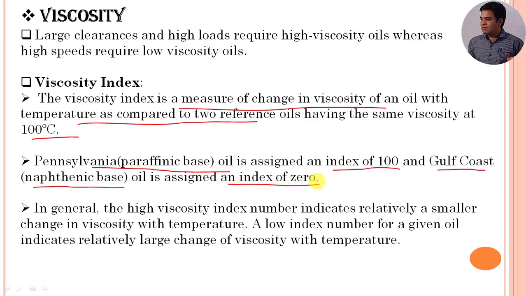With reference to these two different oils, which are assigned 0 and 100 viscosity index respectively, we are comparing the rest of the oils and assigning the viscosity index accordingly. In general, a high viscosity index number indicates a relatively smaller change in viscosity with temperature. A low viscosity index number for a given oil indicates a relatively large change of viscosity with temperature. In most cases, when talking about engines, most manufacturers prefer high viscosity index oil as engine lubricant oil.